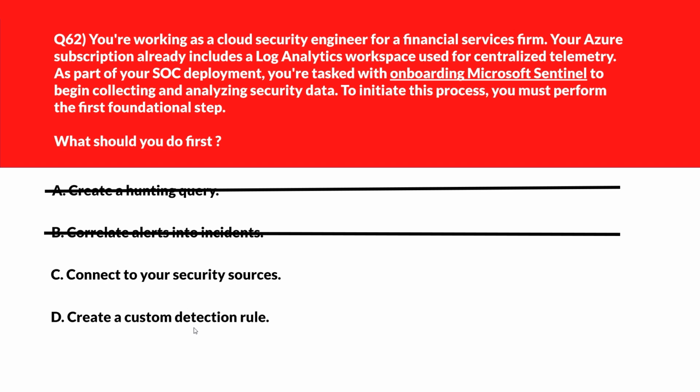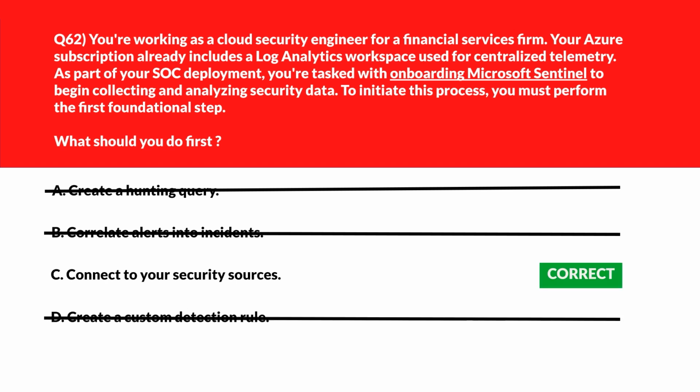This is create a custom detection rule. Creating a custom detection rule requires active data flow to define detection logic, which comes after source connection. We'll delete this. We'll lock option C as the right answer.